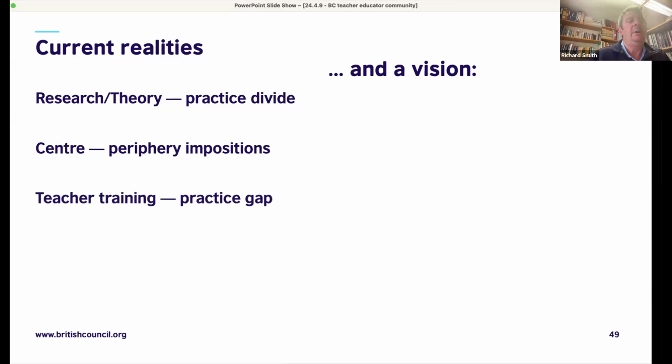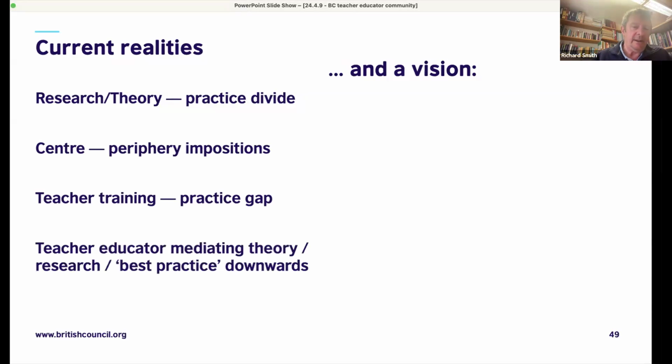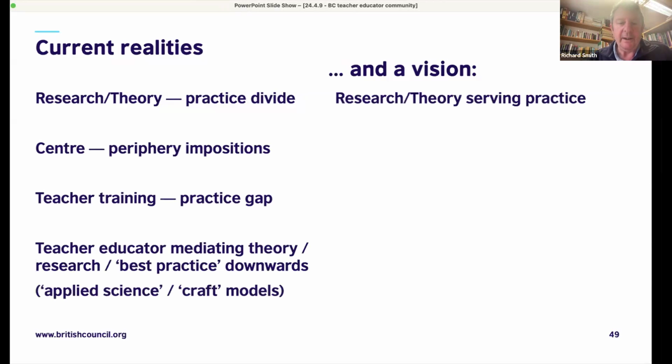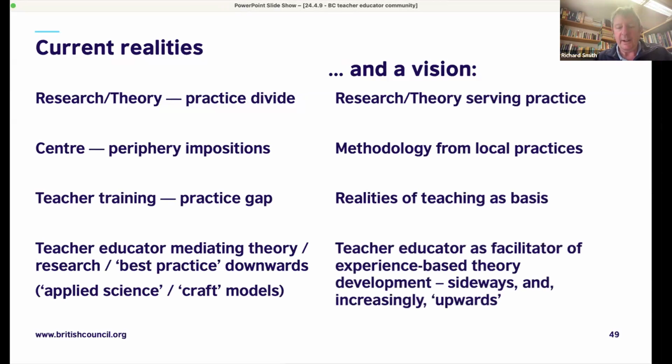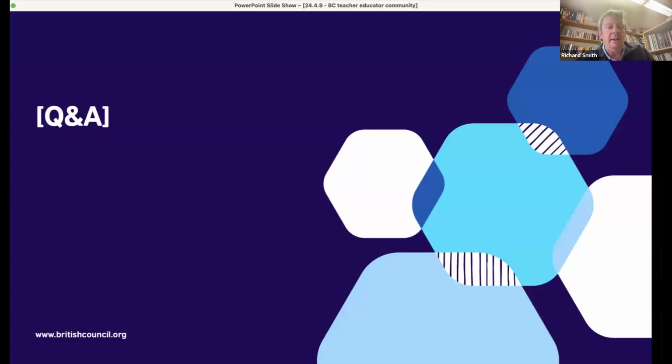But let's have a vision of something positive, which I think practitioner research or a commitment to practitioner research can support. Thank you very much.